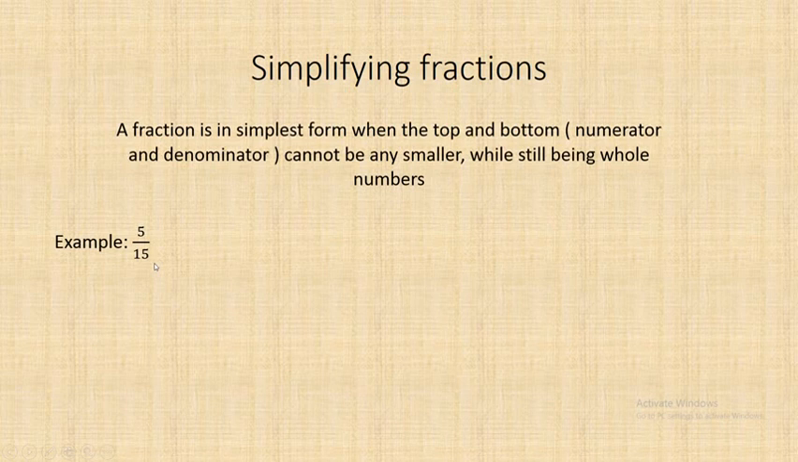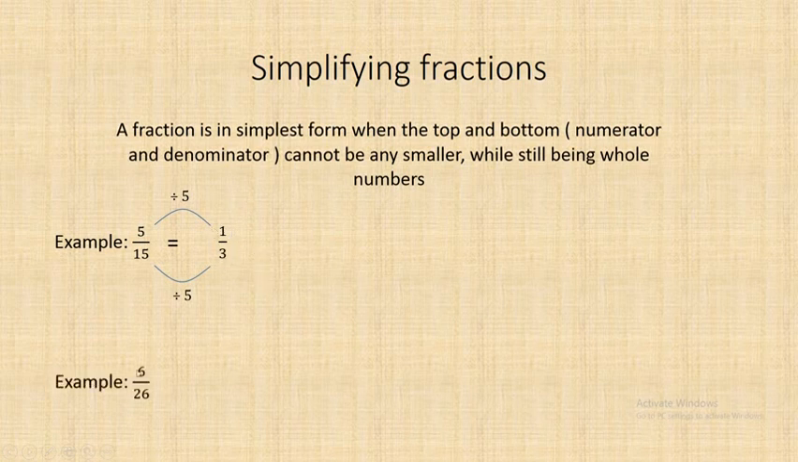Example here, it's 5 over 15. I need to simplify, so I need to search for a common times table between 5 and 15. So what is it? Exactly, it's 5. So I will just divide by 5 up and down, so I will get 1 over 3. So 5 over 15 is equal to 1 over 3. But think here, can I get smaller than that, but still being whole numbers? No. So once I say the answer no, it means that this fraction is in the simplest form.